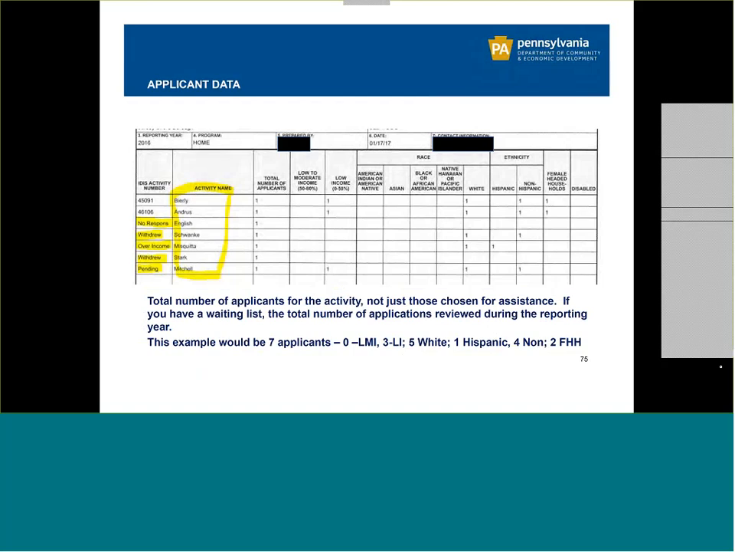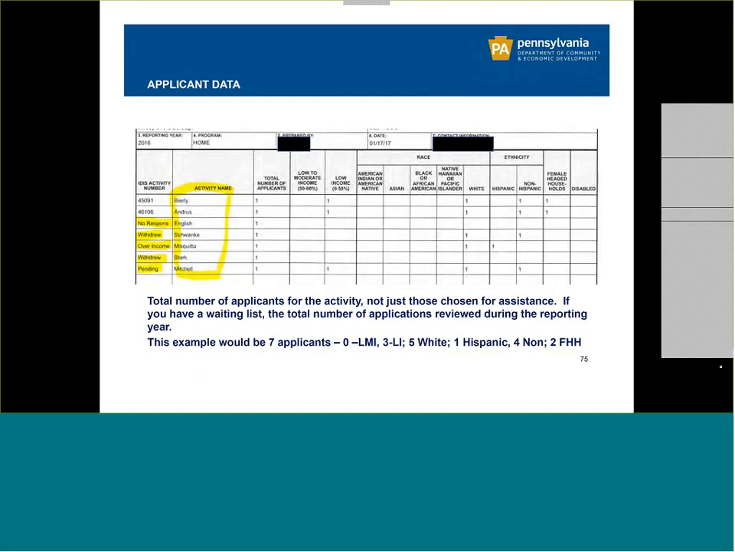Here's an example of what I said a couple slides ahead. Under HOME, we know you enter each person individually under HOME in IDIS. Please do not do that on this form. For example, on this form, what should have been one line with the contract number for the year for the HOME program, and then you would have 7 applicants, none were LMI, 3 were LI, 5 were white, 1 was Hispanic, 4 were non-Hispanic, and 2 female head of households.